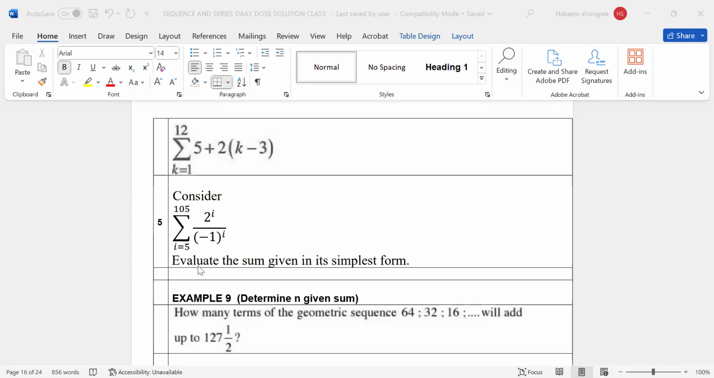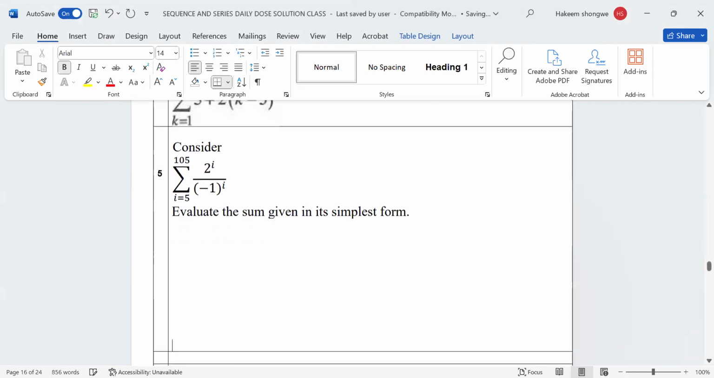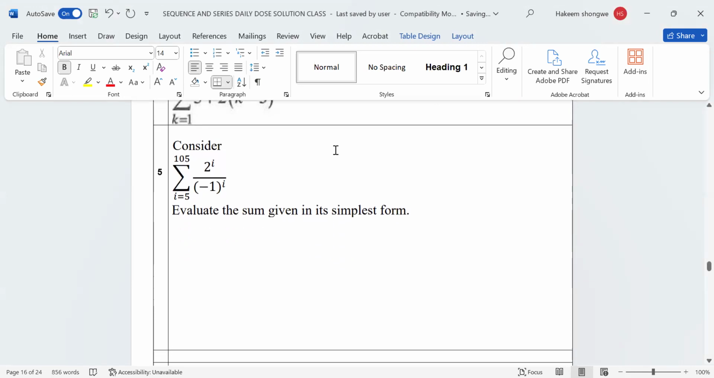If they say consider the following, and then they will either say calculate, or they will say evaluate. If they say evaluate the sum, keep it in its simplest form. So the steps when you are given a sigma and you need to calculate the sum of the series are simple. Number one. Now here's another trick that you will see later on.